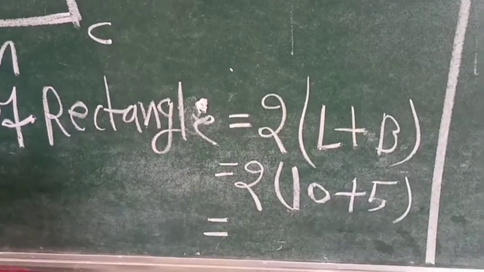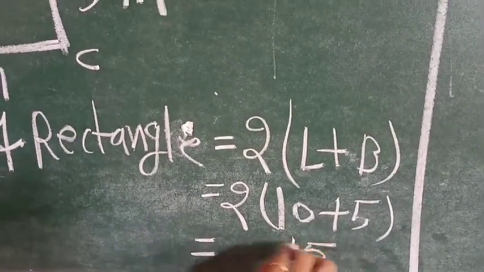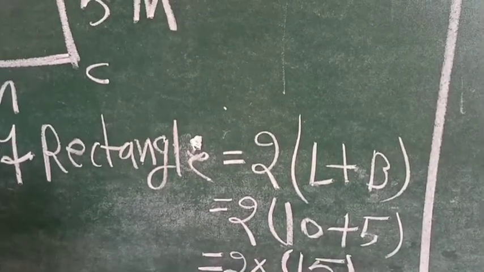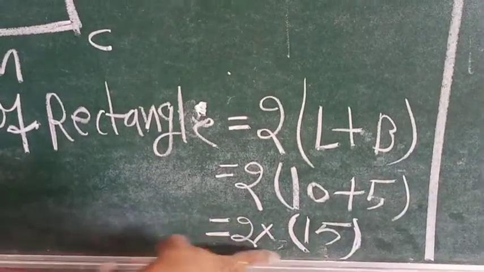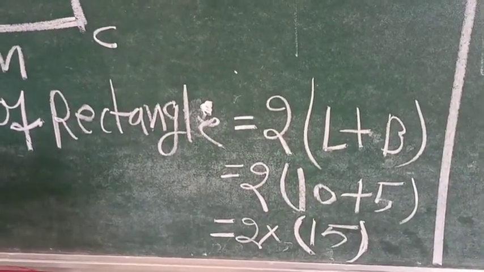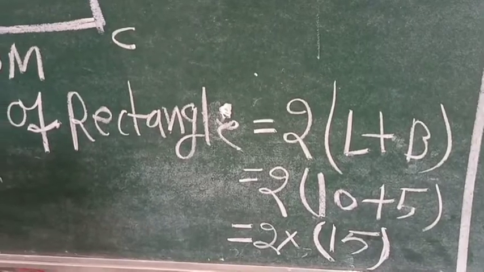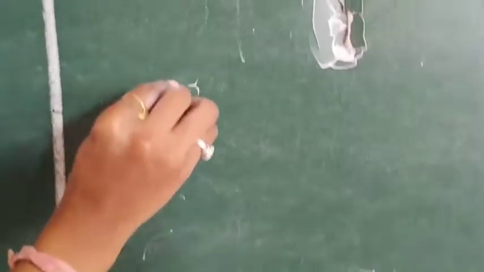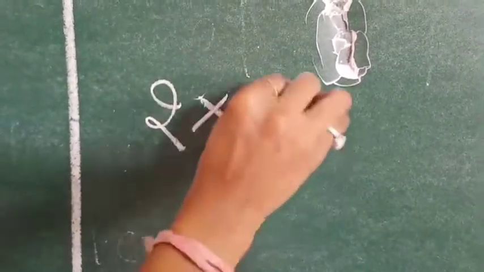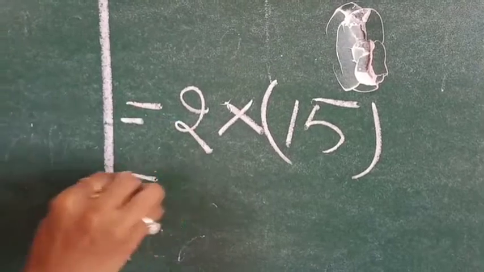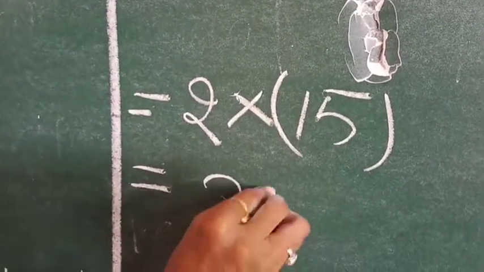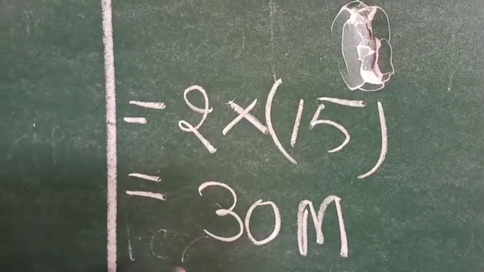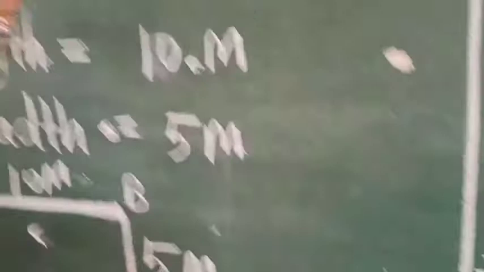So what do you get? 15. Right? And here you have to write 2. Now you have to multiply 15 with 2. So you have 2 multiplied by 15. You get 30. Now the unit is meter. So this is your perimeter of the rectangle.